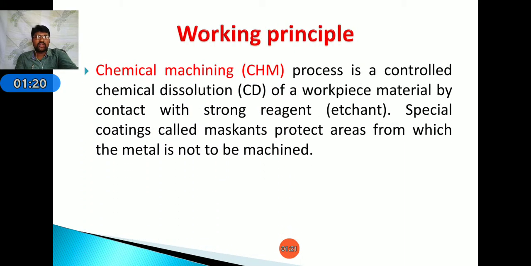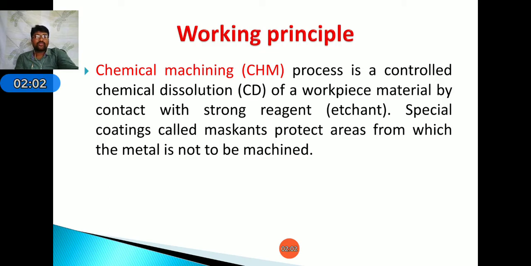Coming to the working principle, the process is a controlled chemical dissolution of the workpiece material, removed by contact with a strong reagent known as etchant. Special coatings called maskants are used to protect the areas from which the metal is not to be machined. Wherever we want to machine, at that particular point we pass the etchant, so that the workpiece is machined.